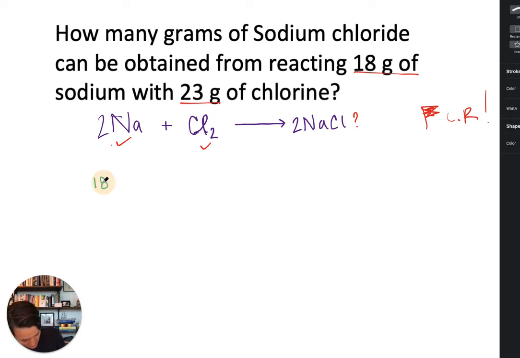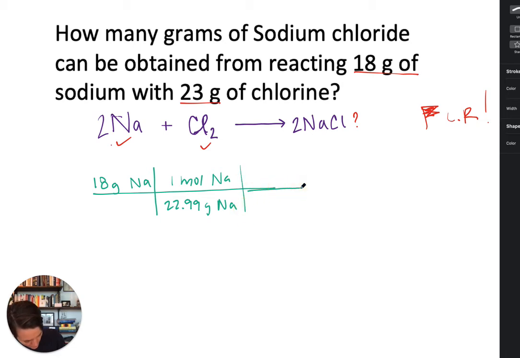Okay, so we have 18 grams of sodium. We have, what is it, 22.99 grams of sodium in 1 mole of sodium. There are 2 moles of sodium for every 2 moles of sodium chloride. Sodium chloride, 22.99 plus 35.453. It's 58.44.